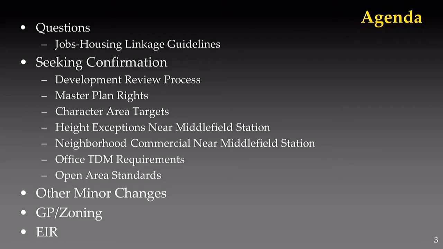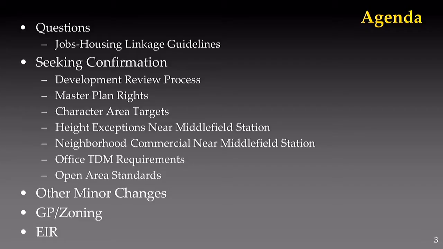Here's tonight's agenda. It's changed slightly from the staff report. We're recommending that the commission consider a question on jobs housing linkage guidelines. And then the commission is free to comment on any of the other topics in the staff report, including development review process, master plan rights, character area targets, and so on. But there are staff recommendations for each of those, and so if the commission is okay with the staff recommendation, then maybe no comment is necessary. There are other minor changes, and we can talk a little bit about that.